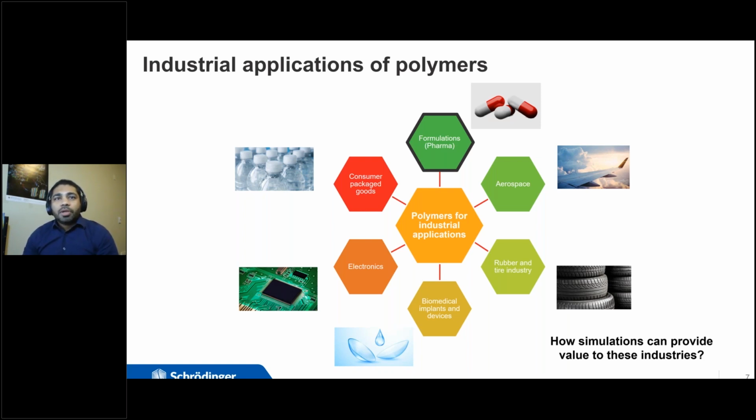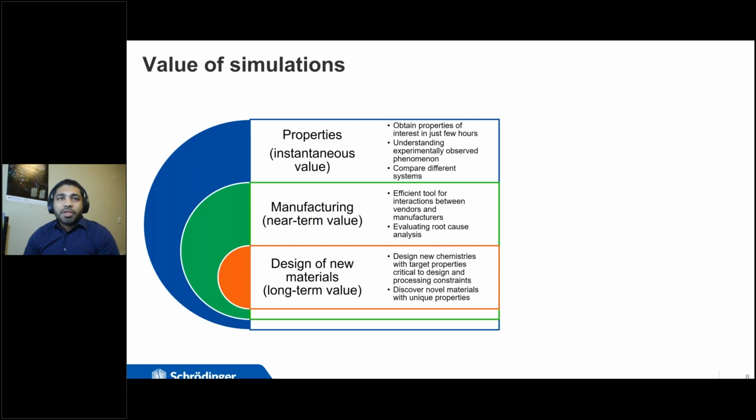And for that, I have divided it into three sections. The first one being the instantaneous value, or the immediate value that we will get from the simulations. The second is the value that is beneficial in the near term for us, and most importantly, what's the value of the simulation in the long term. So I'll go over these three sections one by one. Let's start with the instantaneous value.